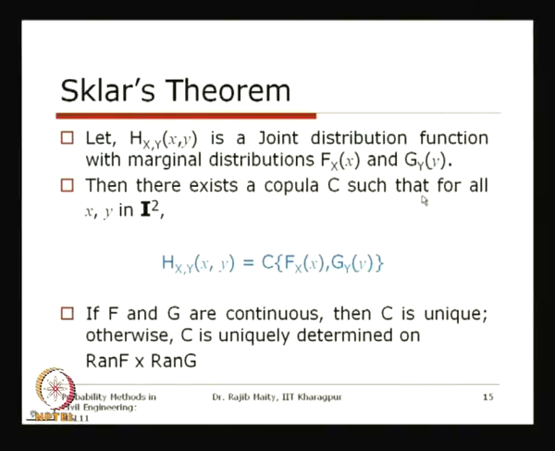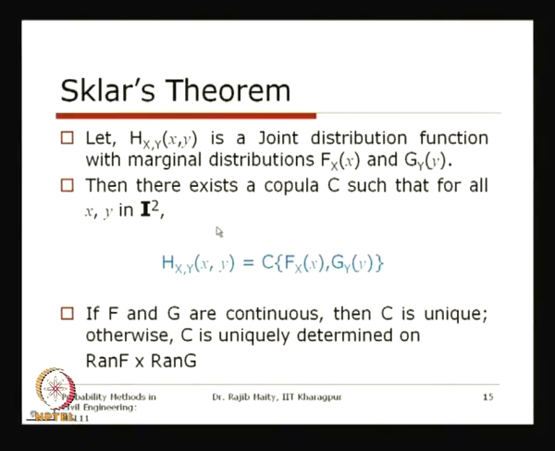for all x, y combinations, H(x,y), the joint distribution, is equal to C of F(x) and G(y). If F and G are continuous, then C is unique, otherwise C is uniquely determined on the range of F and the range of G. So this surface over this area should be uniquely determined. This is the Sklar theorem.